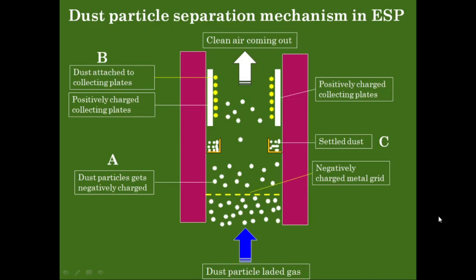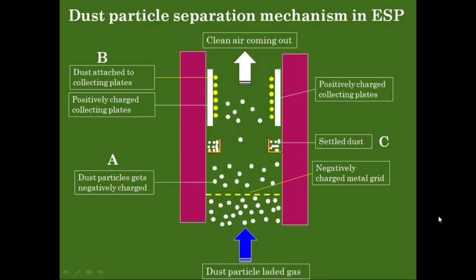Now when these negatively charged dust particles move, at the point A, I have written that dust particles get negatively charged after coming in contact with the negatively charged metal grid. When these negatively charged particles move ahead in this chamber, they will come in contact with the positively charged collecting plates, which you can see I have shown in white color on both sides of the chamber. At the point B, I have written dust attached to the collecting plates.